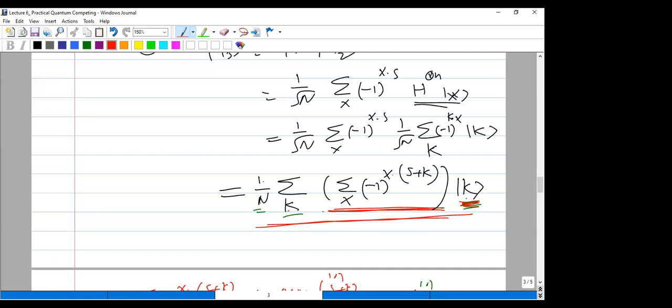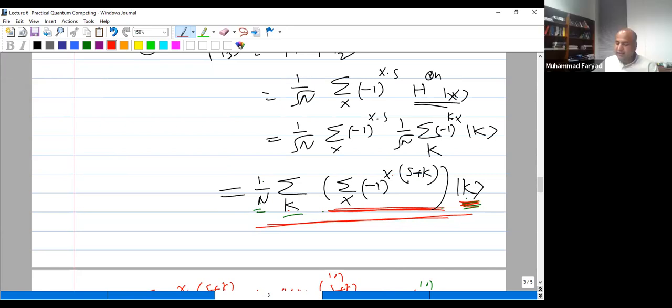But when s equals k, what is s? S was the final output, and we were dealing with k. So are we saying that the final output is k, or I'm confused about that? If s is equal to k, then what would happen? So when s is equal to k, it means in this sum.